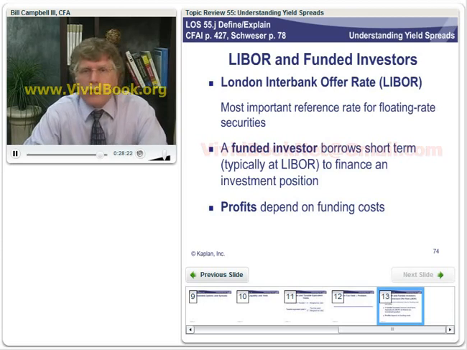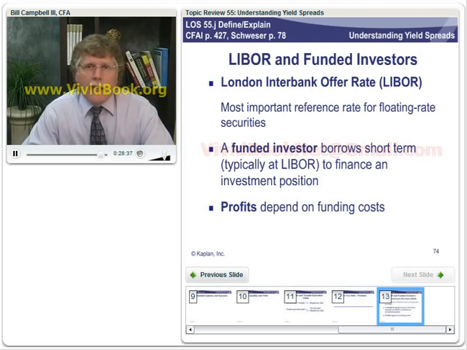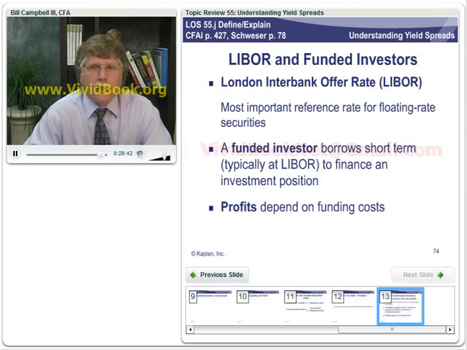LIBOR. LIBOR is an acronym for the London Interbank Offered Rate. This is a rate that banks use to charge interest to each other when they are borrowing from one bank to another. It is the most common rate used as a reference rate for floating rate securities. So if you have a floating rate bond, it's most likely that the interest rate that bond is paying is going to be based off of some LIBOR rate.